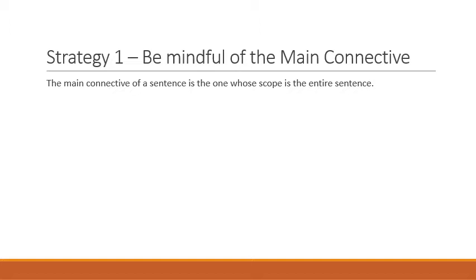We'll talk a little bit about what that means with some examples, but it's important to determine what the main connective is in order to determine what kind of sentence you're dealing with, right? The main connective tells you what type of sentence it is. So is it a conjunction? Is it a negation? Is it a disjunction or a conditional?